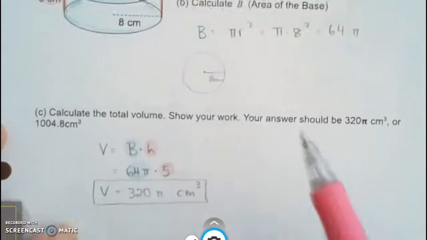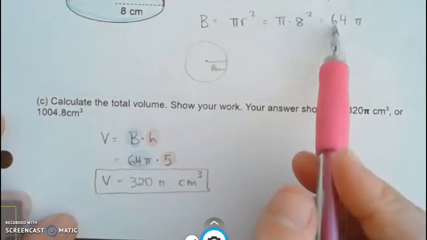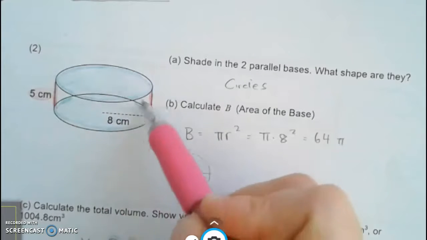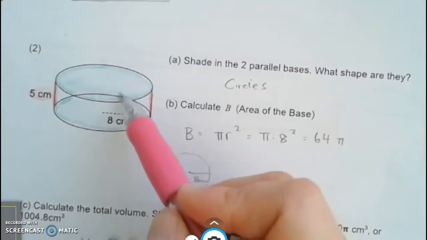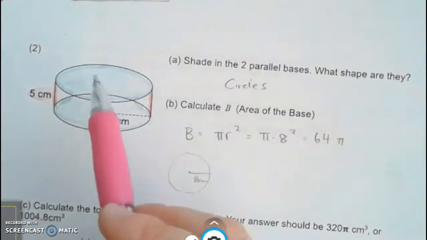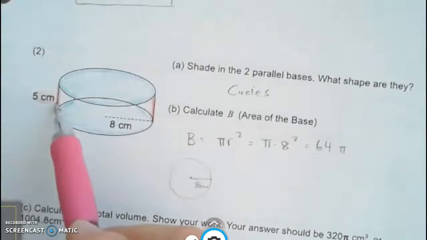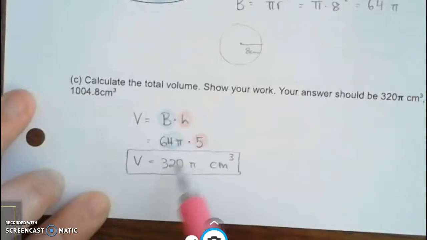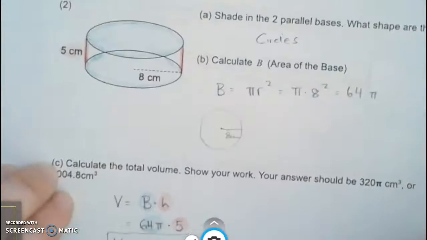Okay, now to calculate the volume. Volume is just the big B multiplied by H, where big B is the area of the base, and we just calculated that to be 64 pi. And H is how far the bases are from each other. Okay, what is the distance? It's going to be always perpendicular to the base face. So the thickness, or the distance from one base to the other, happens to be 5 centimeters. So the H is 5, so that comes to 320 pi centimeters cubed. So that's for number 2.